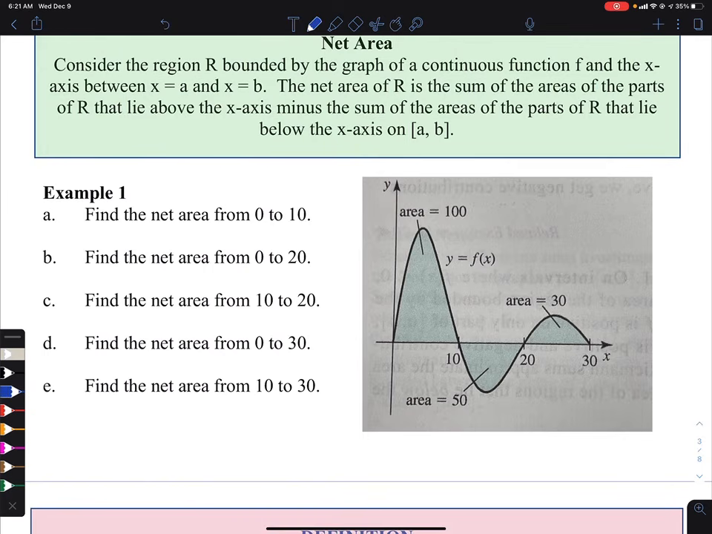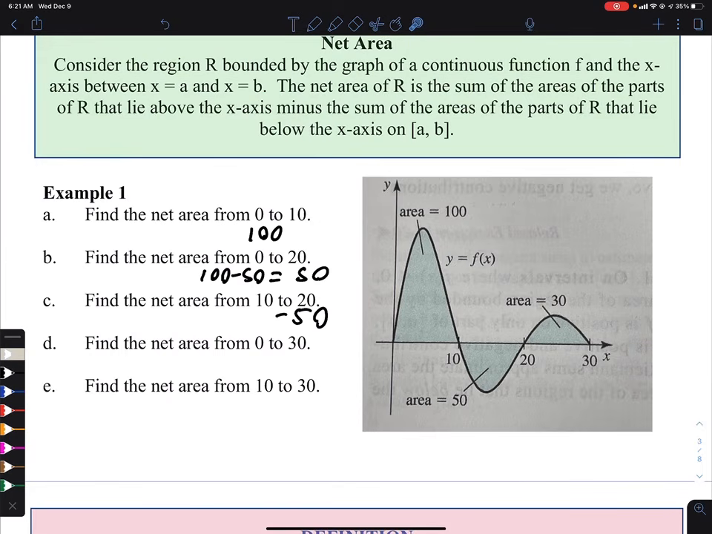Welcome back. So the net area from 0 to 10, I take the area above, which is 100. There's no area below, so the answer to that is going to be 100. The next one, 0 to 20. Here's 0, there's 20. So I take the area above, which is 100, minus the 50 below. It's going to be 100 minus 50, so the net area will be 50. The next one, we're going from 10 to 20. It's just the area below. There's nothing above, so that's going to be negative 50.